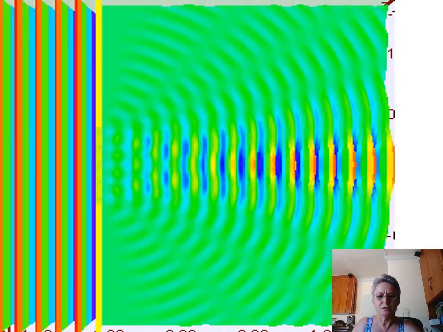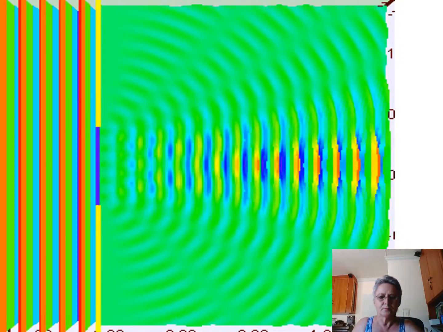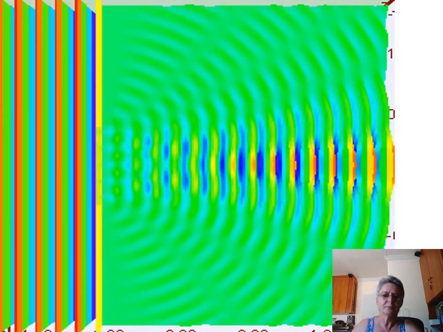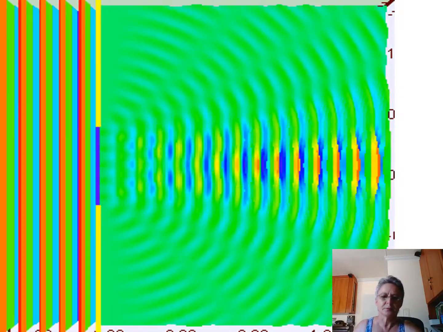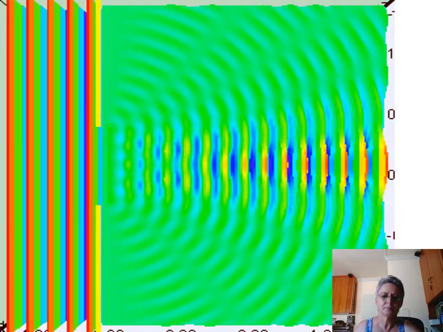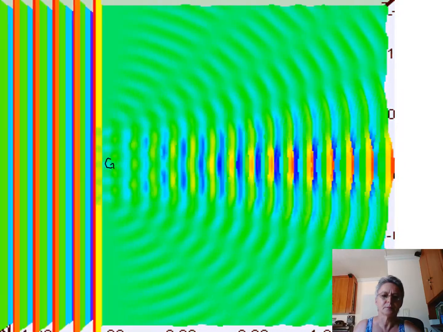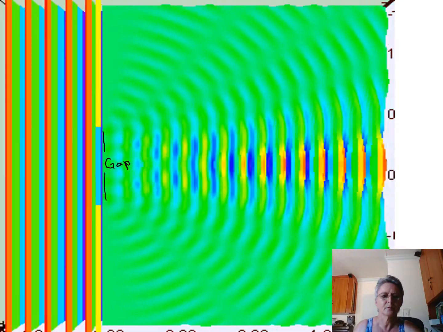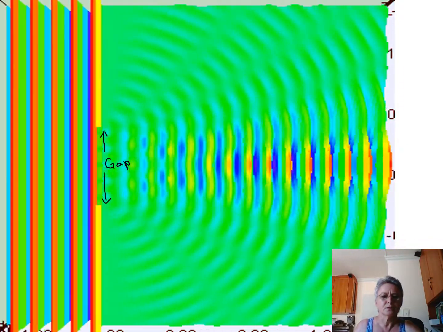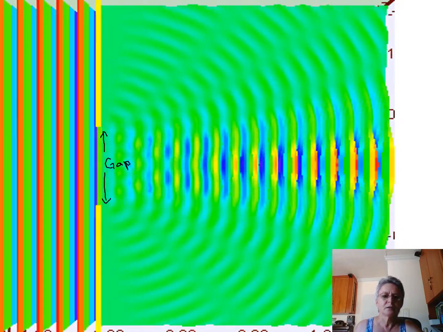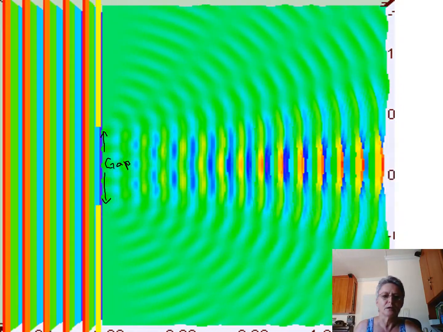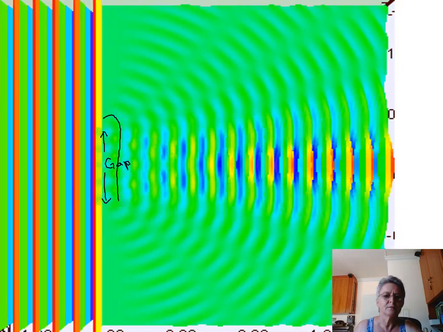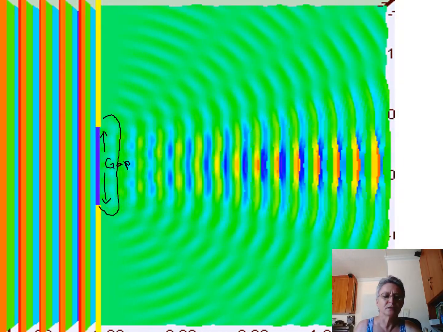Now here you see an animation of waves coming in towards the gap. So this is the gap. Gap here. And you see that there is hardly any bending of the waves as they move through. Most of the wave front is straight going through.